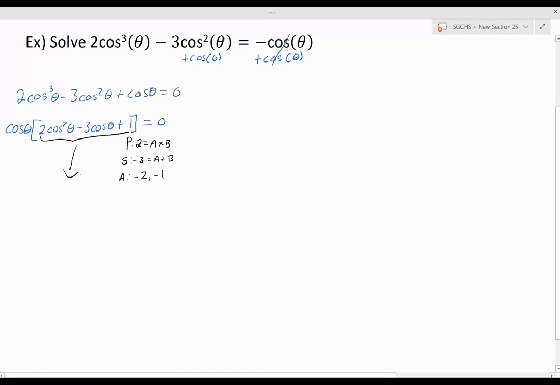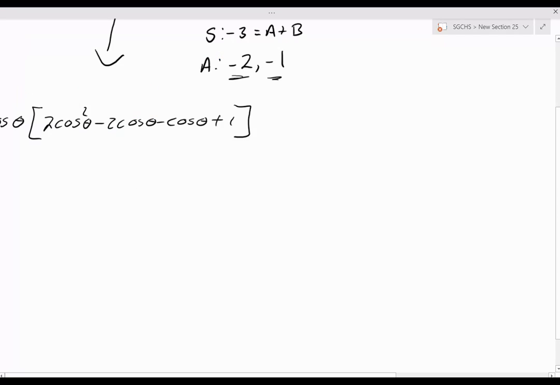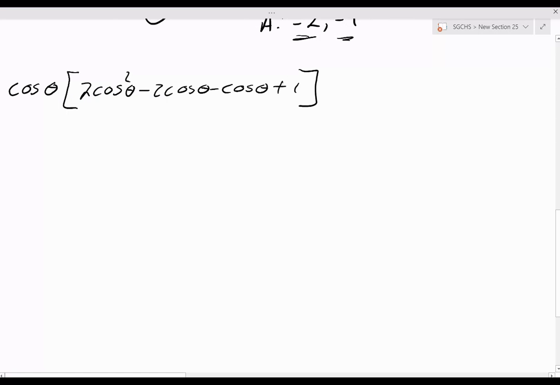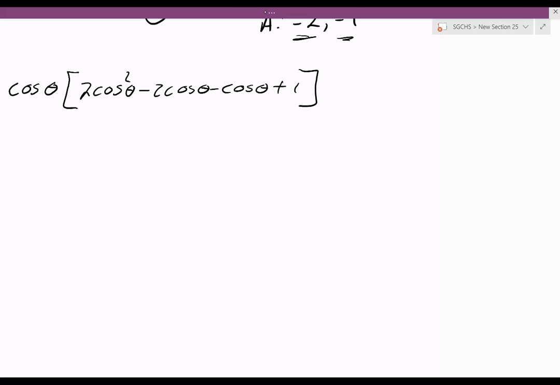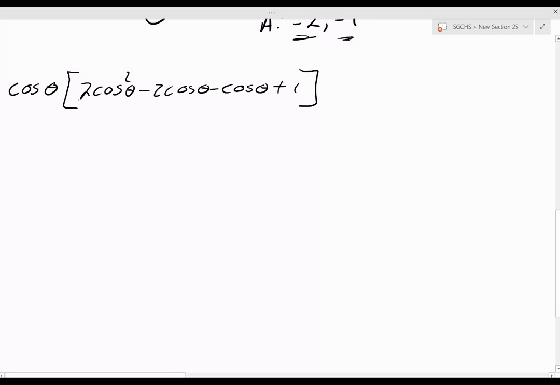So I'm going to now represent that middle term, negative 3 cos angle, in terms of negative 2 and negative 1. So I still have my cos angle here, and now I will represent my middle term as minus 2 cos angle minus cos angle plus 1. Okay, and now here we are factoring by decomposition. For the first two terms in my quadratic, I will factor out common things, and for my last two terms, I will factor out common things. So this simply just drops cos angle.